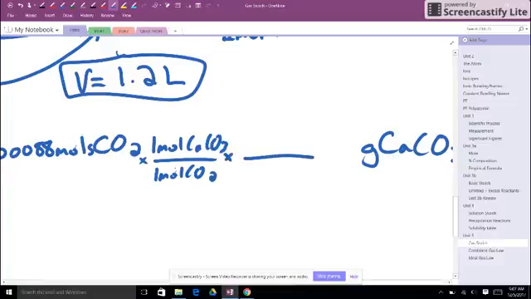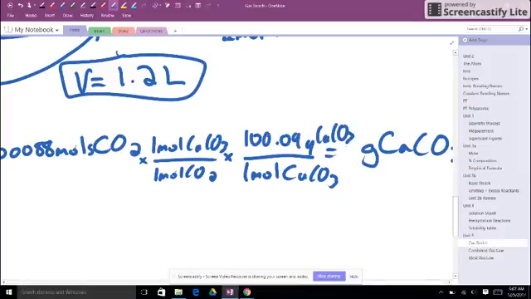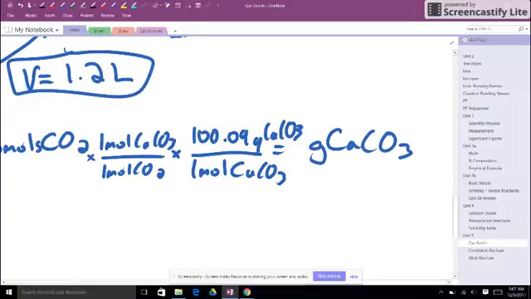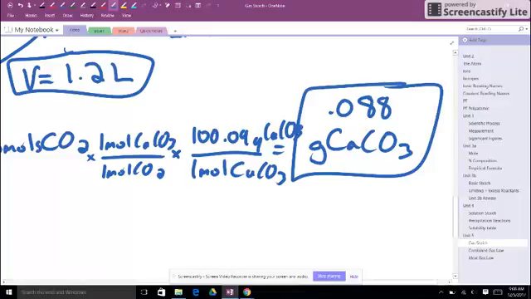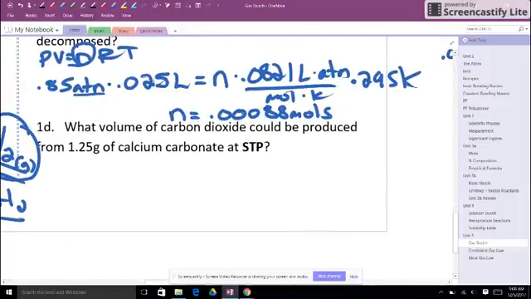And now to go from moles of calcium carbonate to grams of calcium carbonate, we're going to use the periodic table. 1 mole of calcium carbonate, again, was 100.09 grams of calcium carbonate. So we multiply the numerators, divide by 1s if you really, really want to, and we get 0.088 grams of calcium carbonate is our answer. Let's check out one more of these.